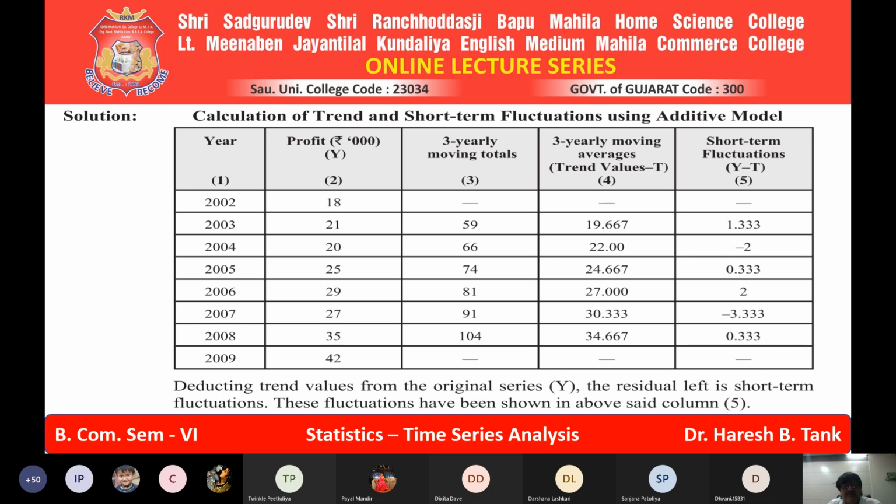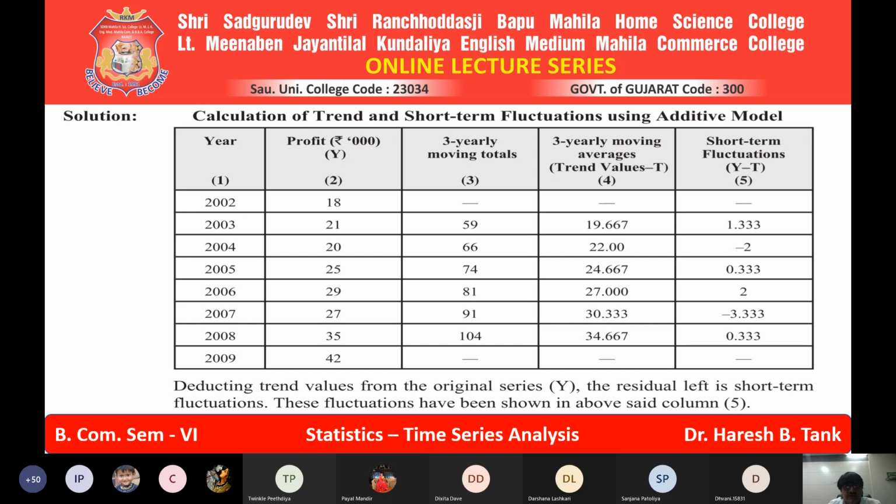It is Y minus T. Y means the original data given to you. T means the trend value which you have found, means this column. Y is this column and T is this column. So respective entries are to be deducted. So 21 minus 19.667 comes to 1.333.